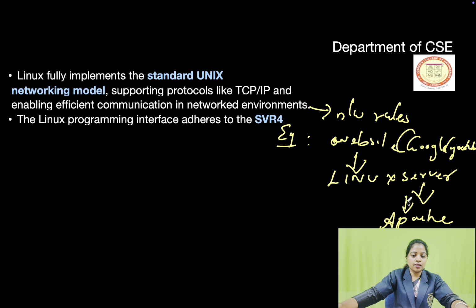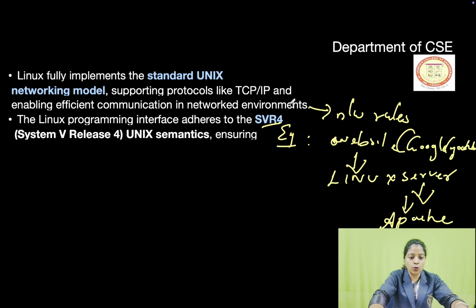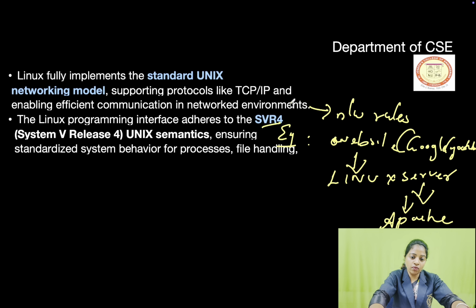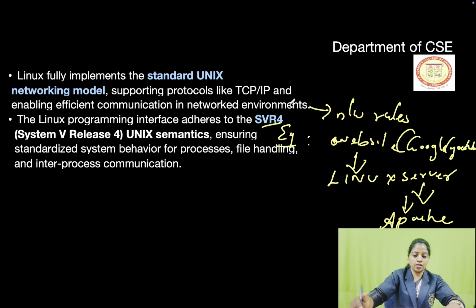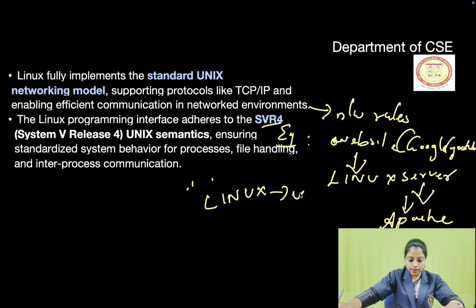The next one, the Linux programming interface, strictly adheres to SVR4, that is System V Release 4 Unix semantics. It ensures standardized system behavior for process, file handling, and IPC. This means Linux behaves in a standard and predictable way like a Unix system.